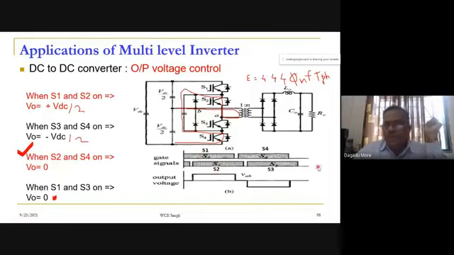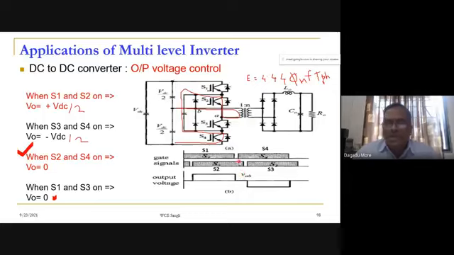Now S1 is on for 180 degrees, S4 is on for 180 degrees. They are sharing one cycle. Similarly, S2 is on for 180 degrees and S3 is on for 180 degrees. These two we can shift forward or backward. In this particular portion we have seen that whenever S1 and S3 are on, we get a 0 voltage.